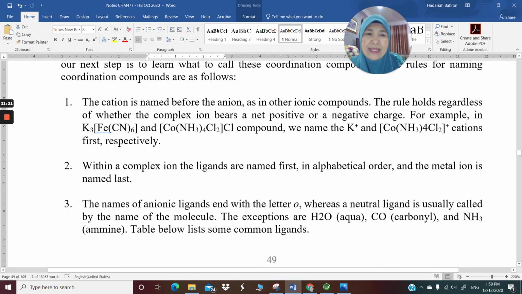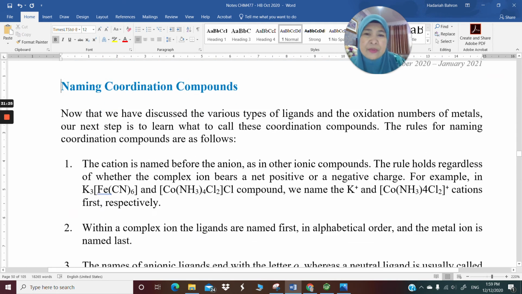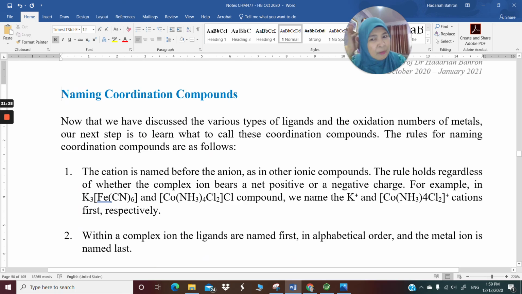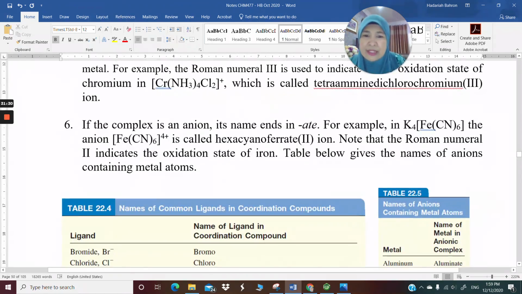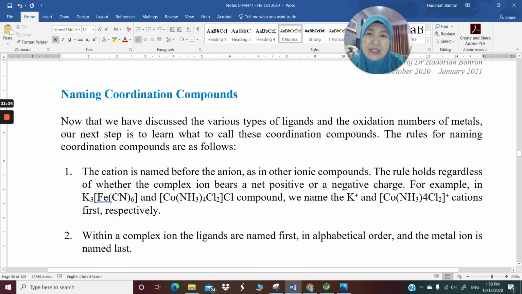Next, I would like to go through how you would name coordination compounds. There are 6 rules that you would follow when you are naming coordination compounds.